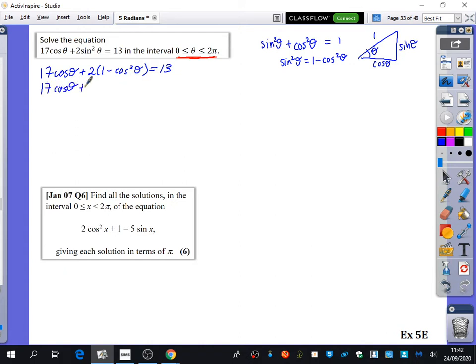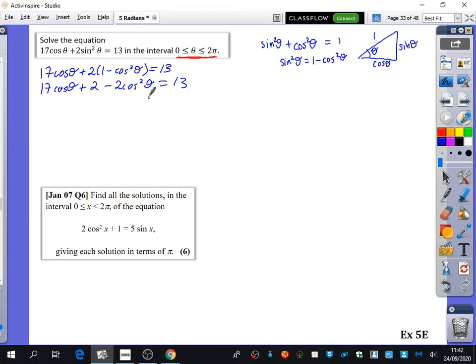So that's 17 cos theta plus 2 minus 2 cos squared theta equals 13. What should I do? What kind of equation does this appear to be? It's a quadratic, but not a traditional one. It's what I call a pseudo-quadratic. It's a quadratic in cos theta.